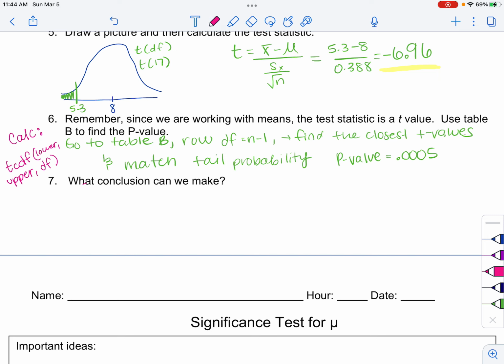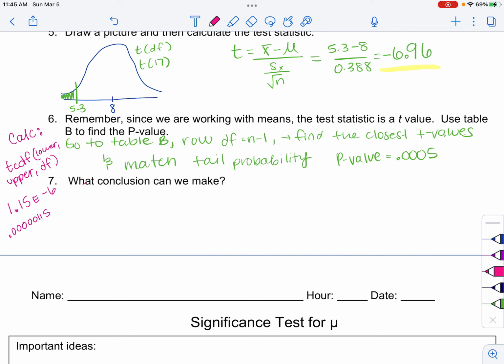In my calculator, I got 1.15 e to the negative 7. So moving 7 decimal places to the left, I get 0.000000115. So a very, very small p-value. Whether you use the calculator or you use the table, you should still get a p-value that leads to the same conclusion either way. And so what conclusion can we make here?